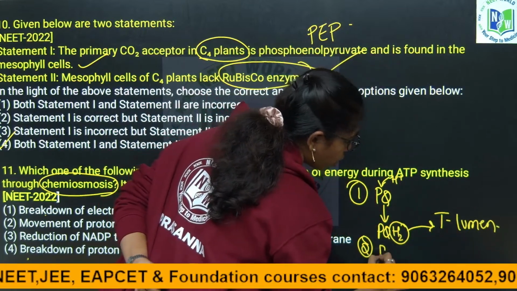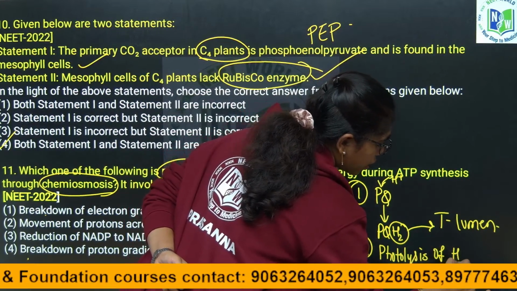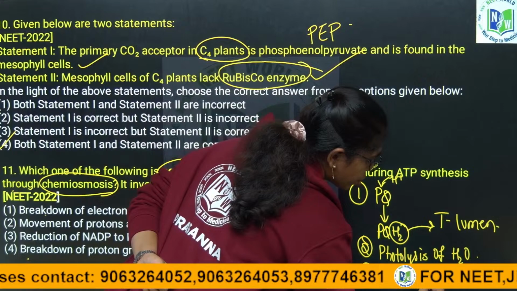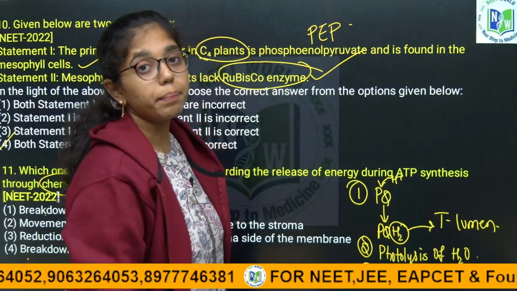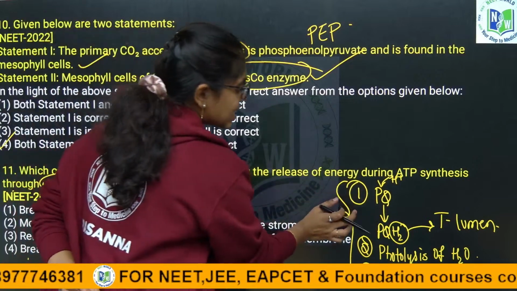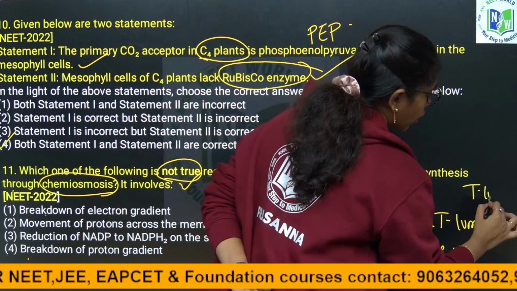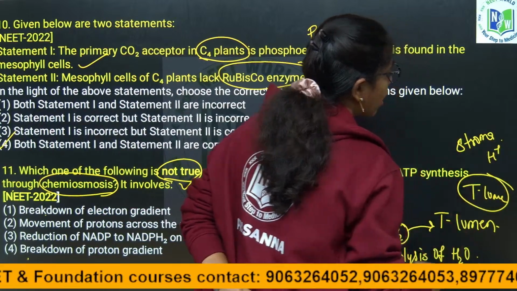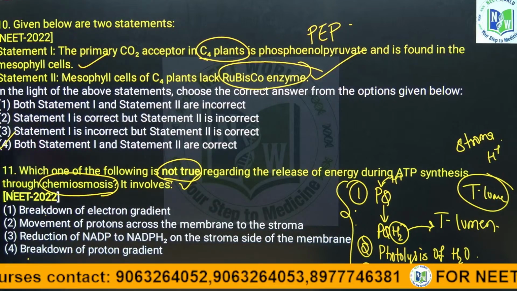Second is photolysis of water. And third is NADP plus is reduced to NADPH plus H plus by the enzyme NADP reductase. All these three steps are the crucial steps leading to the proton gradient. More proton accumulation in the thylakoid lumen and less H plus in the stroma, which activates the proton gradient and leads to the chemiosmotic hypothesis. This all of us know.